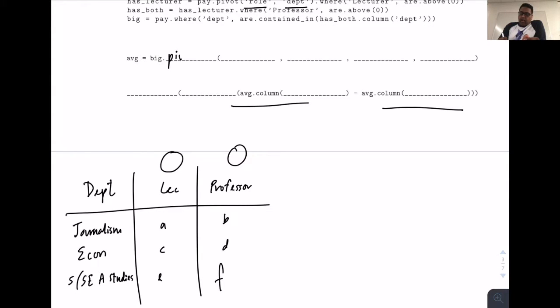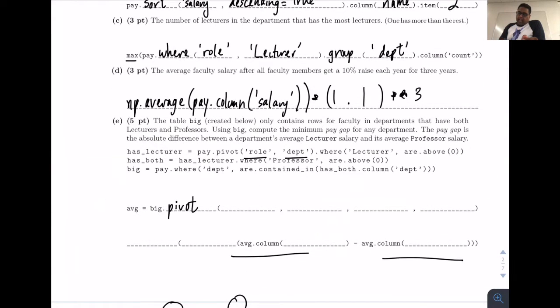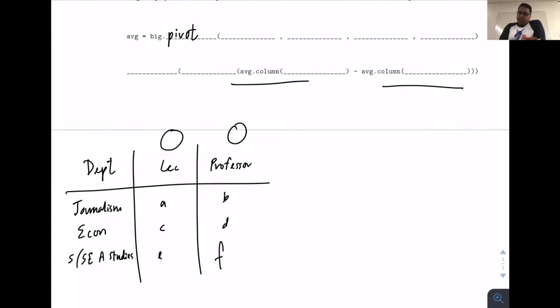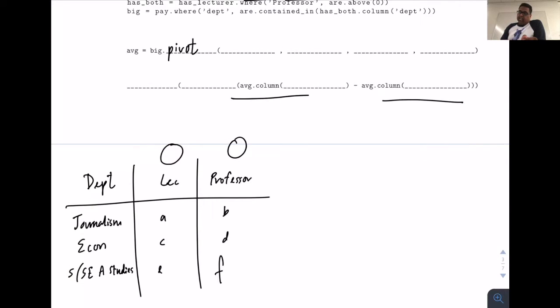So from what I already said, we're going to try and use pivot. As we used up here, our first argument into pivot is what will generate the column names. And these, as you can see, are roles. Lecturer and professor are roles. So this should be role. And then the second parameter to pivot is what will generate all of the row names. So this will be department.